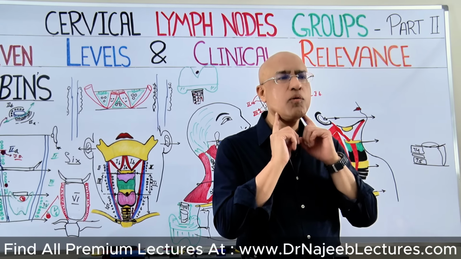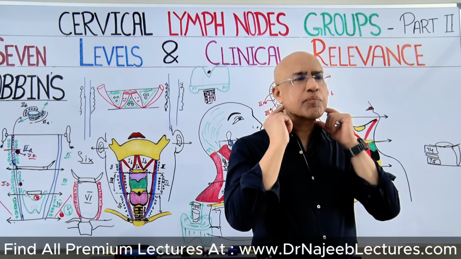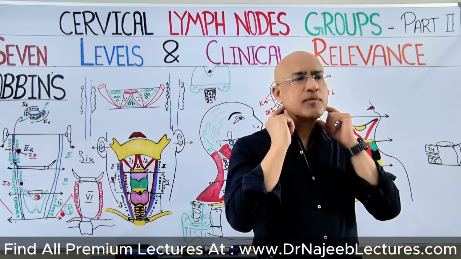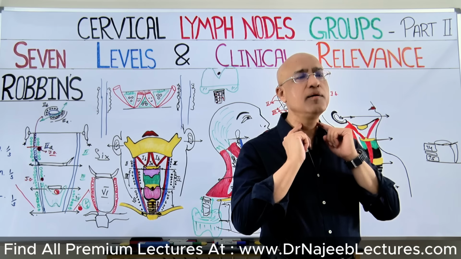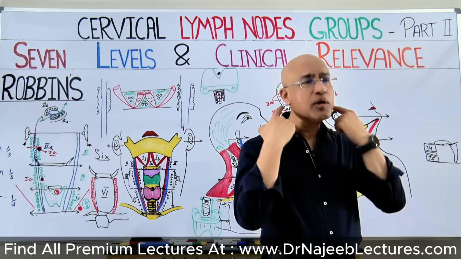Very rapidly, 1A, 1B, upper part 2A, 2B, no, 2A medially and 2B, then 3, then 4, then 5, 5A, 5B, then 6, and then 7.